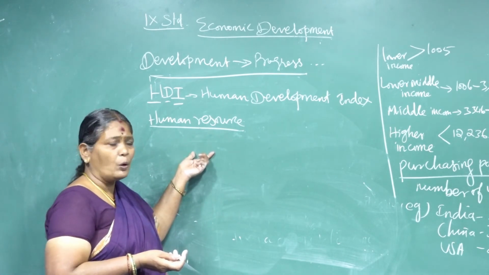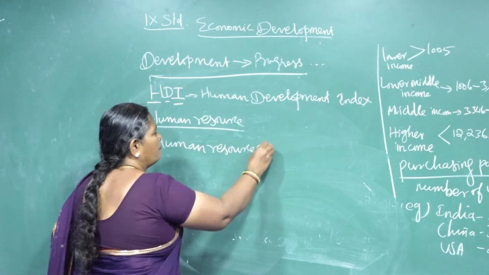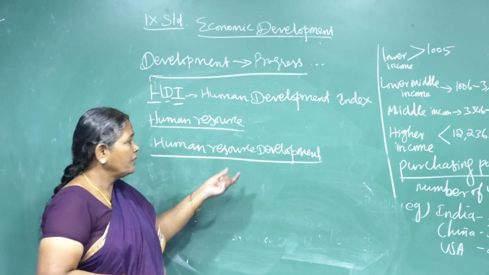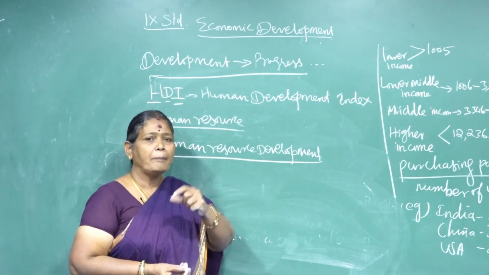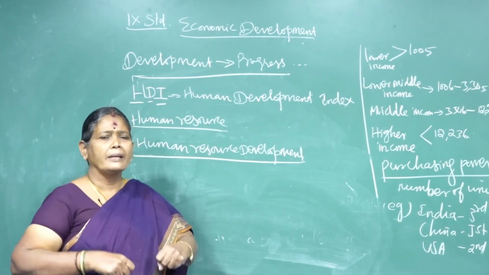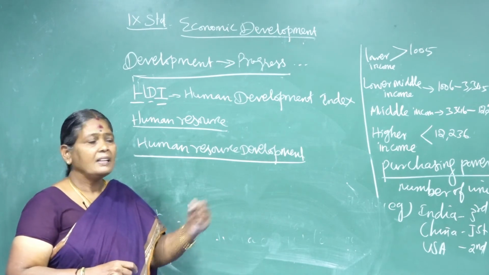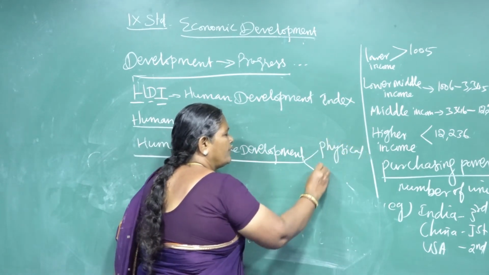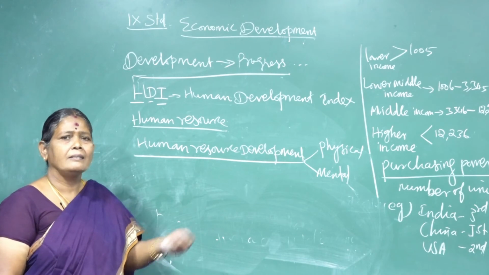Now, next we say about human resource development. What do we mean by human resource development? It means the development of physical and mental well-being. Physical means, students, do you think it is to become fat or to become tall? Not at all. That means stamina. That is called physical well-being. And the other is mental well-being, mainly through education.